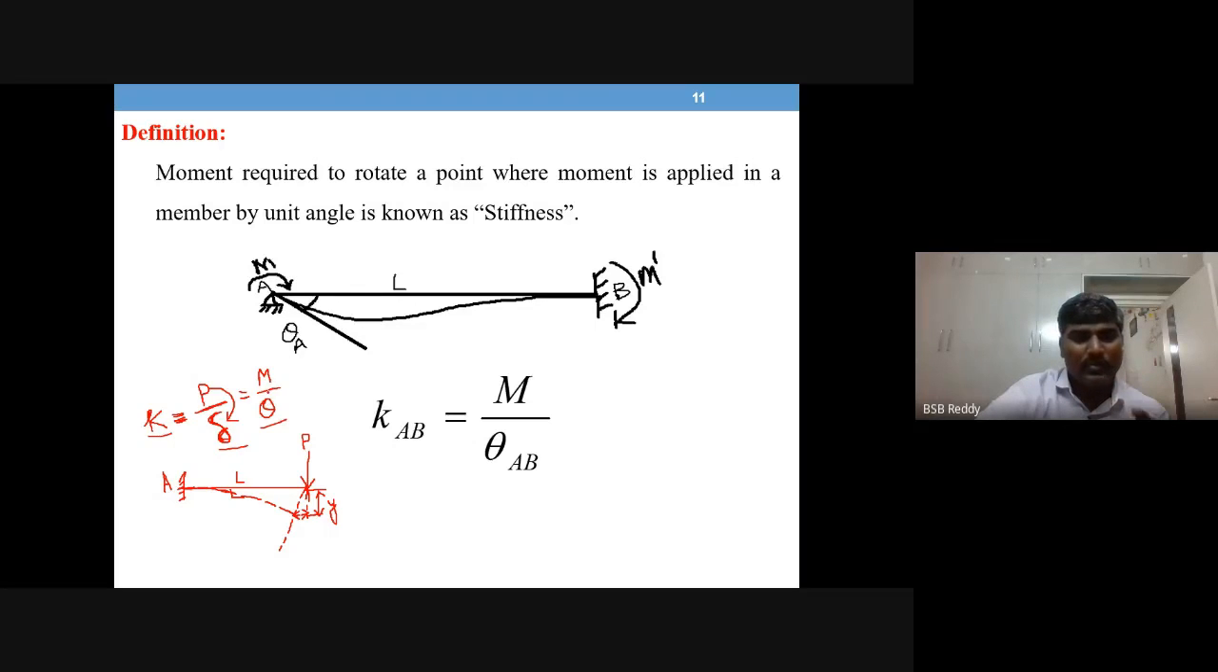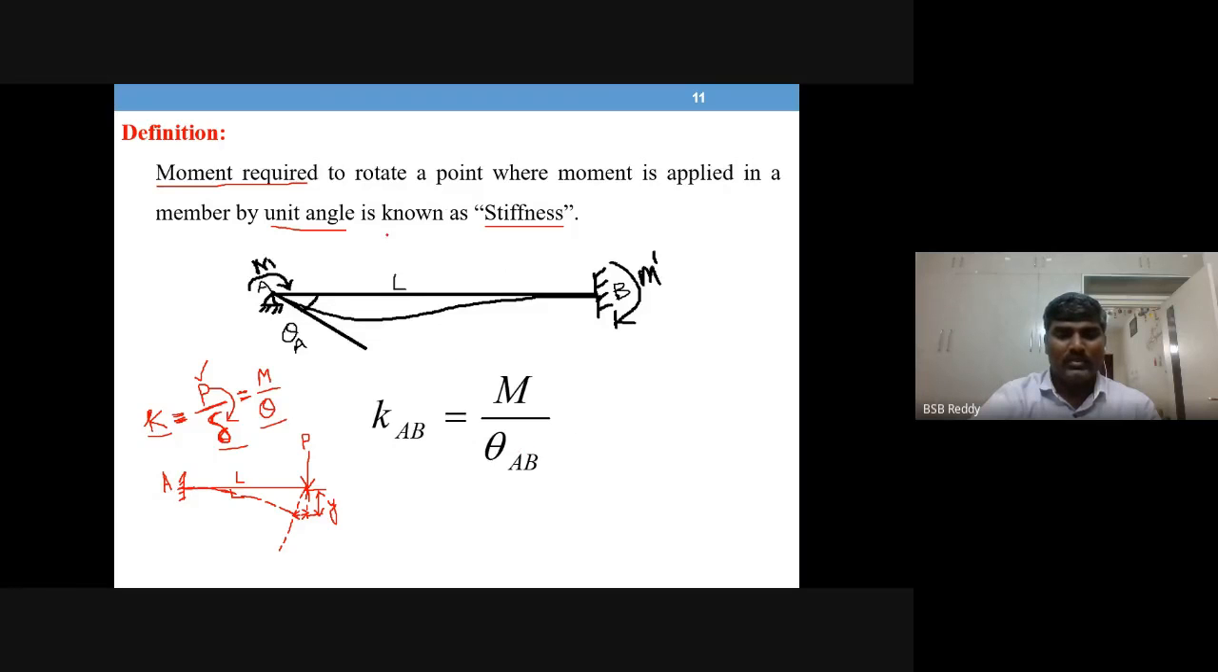Now we want it defined in this form, not the general form. So stiffness, when you apply moment, is the ratio of moment to the corresponding rotation of the point where the moment is applied. Let us see that. The moment required to rotate a point where moment is applied in a member by unit angle is known as stiffness.